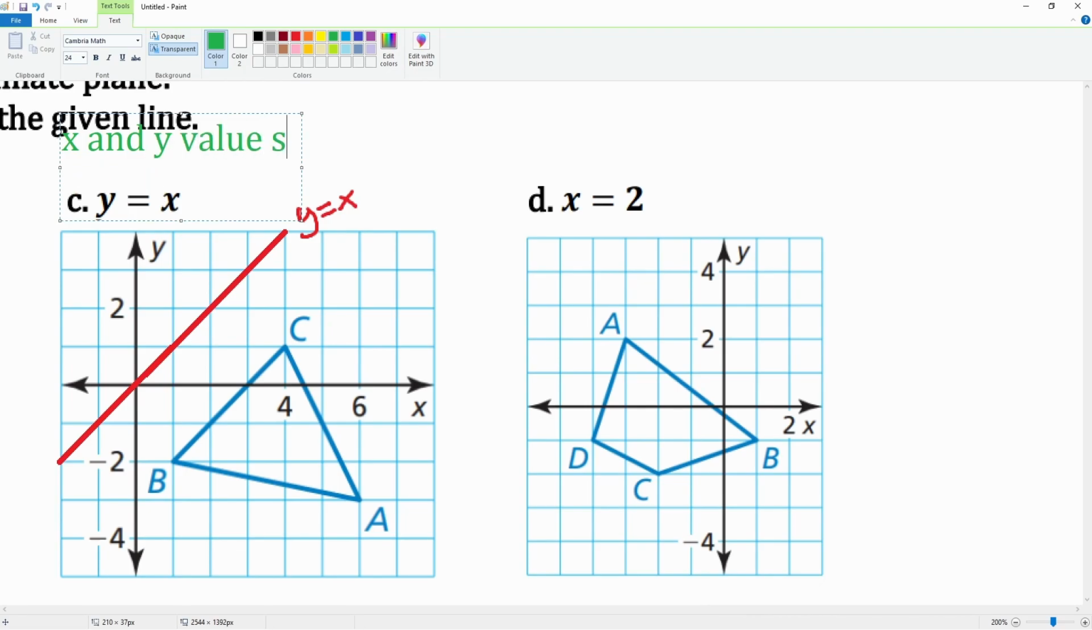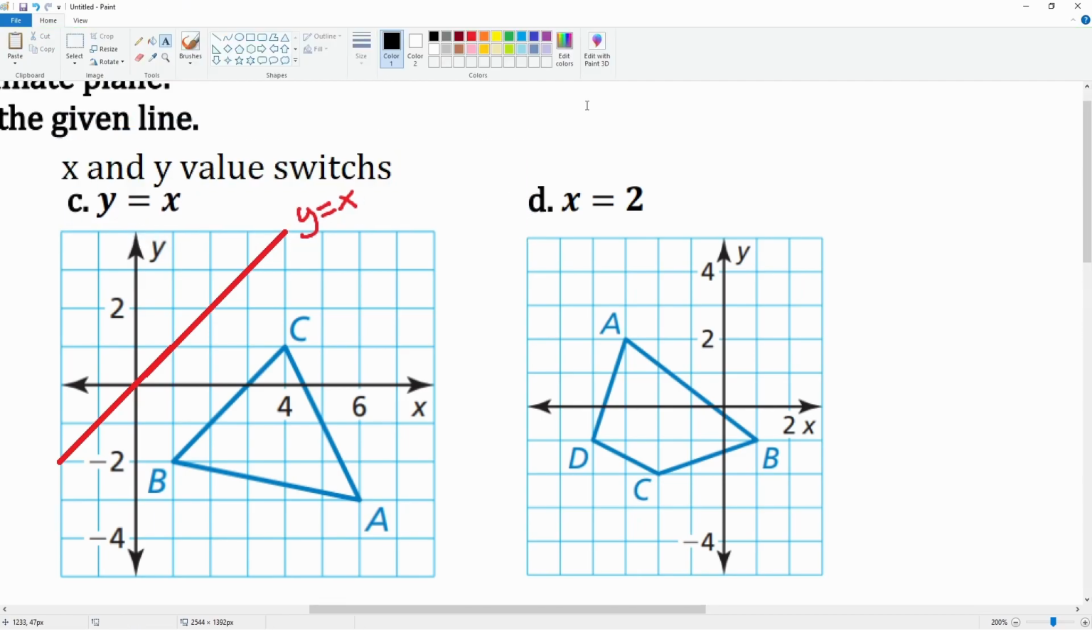Okay. I spelled that wrong. Switches. Okay. That's what it means. So that's all you really have to do. So let me grab all the original points here first. So B looks like it is 1, -2. C here looks like it's 4, 1. A, it is 6, -3. Now all we have to do is switch the values.